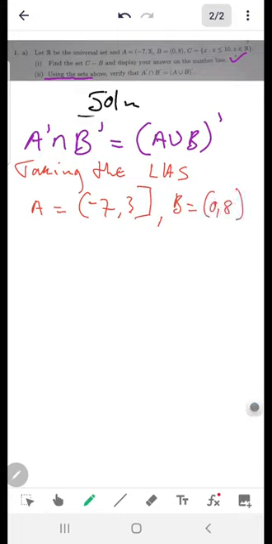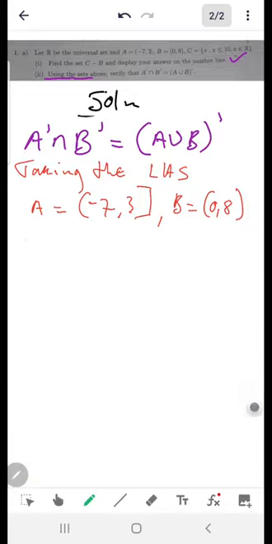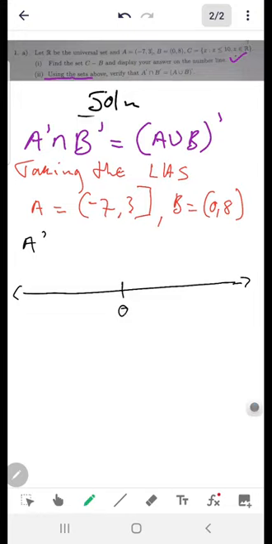Okay, so to find this, we are going to draw A complement first. Remember, when you're finding the complement, you just compare the given set to the universal set. So A is starting from negative 7 to 3. Is negative 7 part of the answer? The answer is no. Okay, so it's like that.